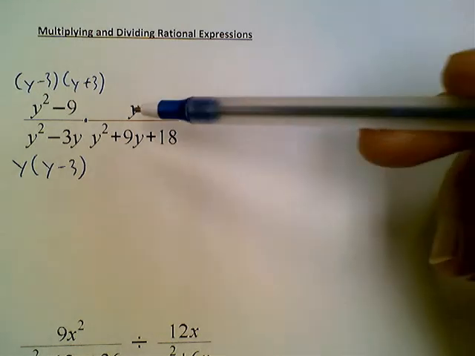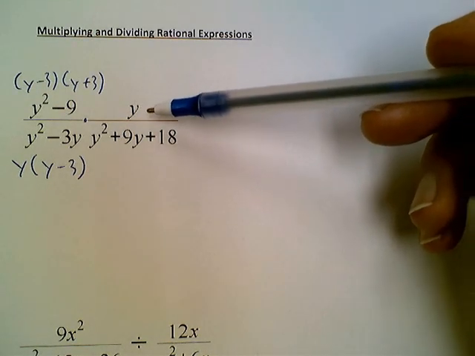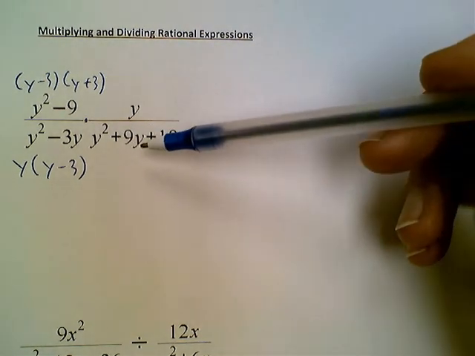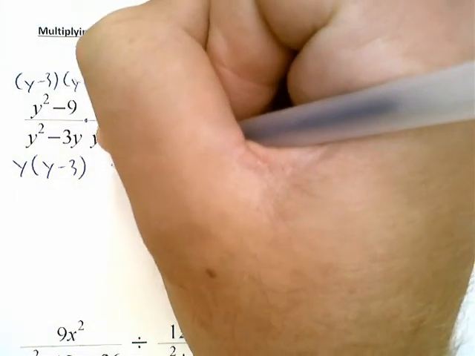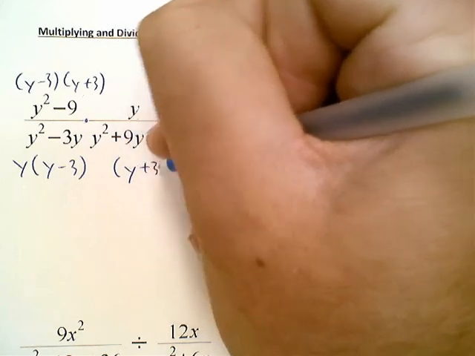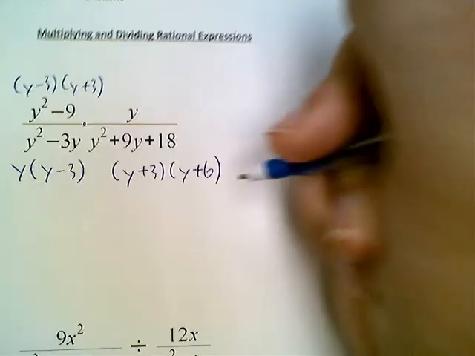All right, moving on to the next fraction. Now y, that's just y. I can't really factor it, so leave that how it is. But below I got a trinomial, y squared plus 9y plus 18. That one can be factored into (y plus 3)(y plus 6).